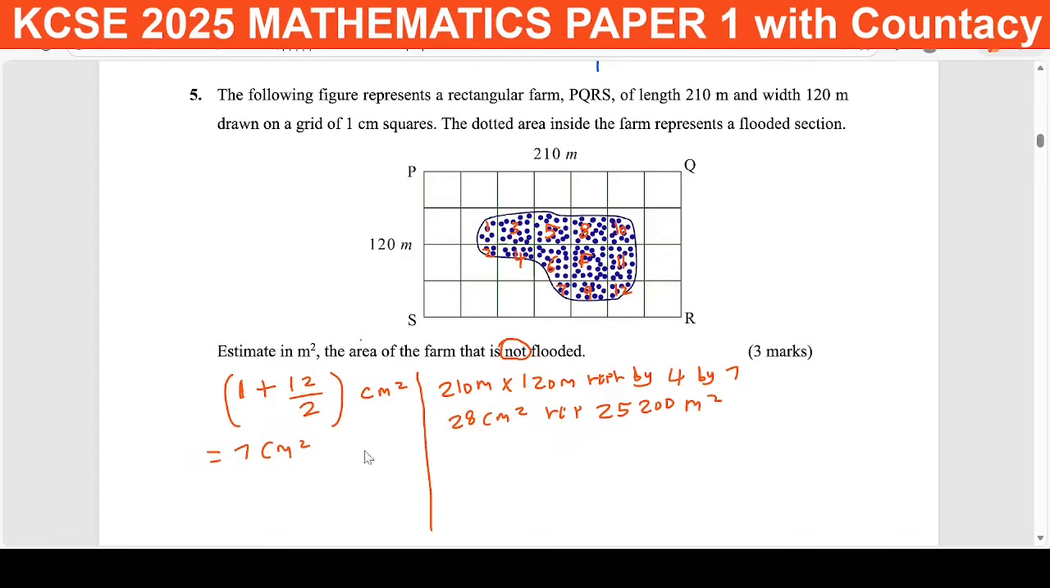So we ask ourselves, what about 7 centimeters squared? We simply have to do cross multiplication. So therefore, you're going to do 7 multiplied by this figure, 25,200, and then we divide that by 28. We divide by this 28. That is going to give us 6,300 meters squared.